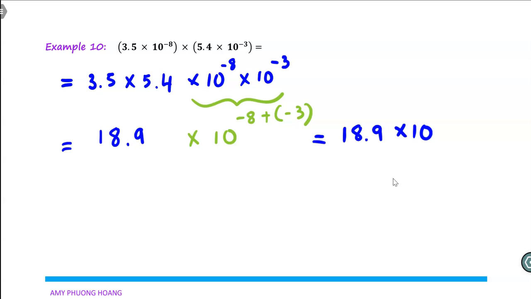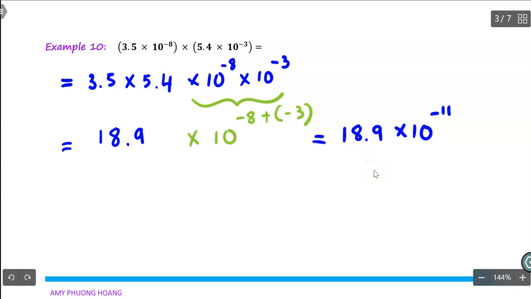Adding these two numbers, I should have negative 11, right? Now I'm going to ask you to check whether this 18.9 is in proper scientific notation. It's not. The decimal point will have to move to be placed beside the number 1.